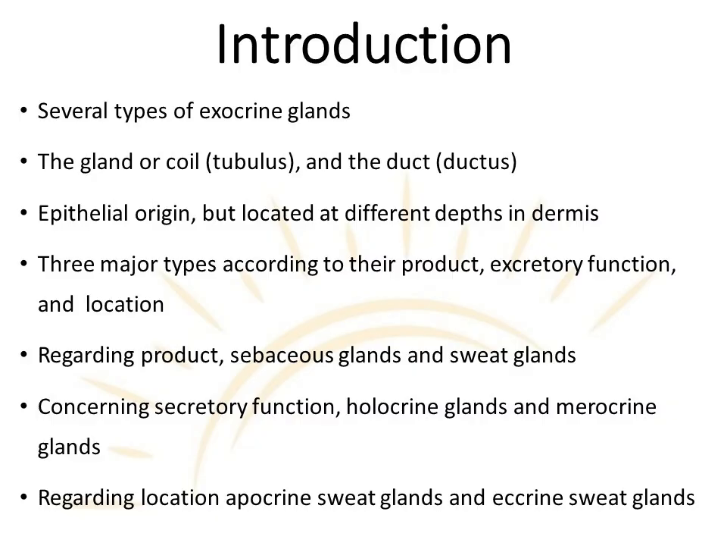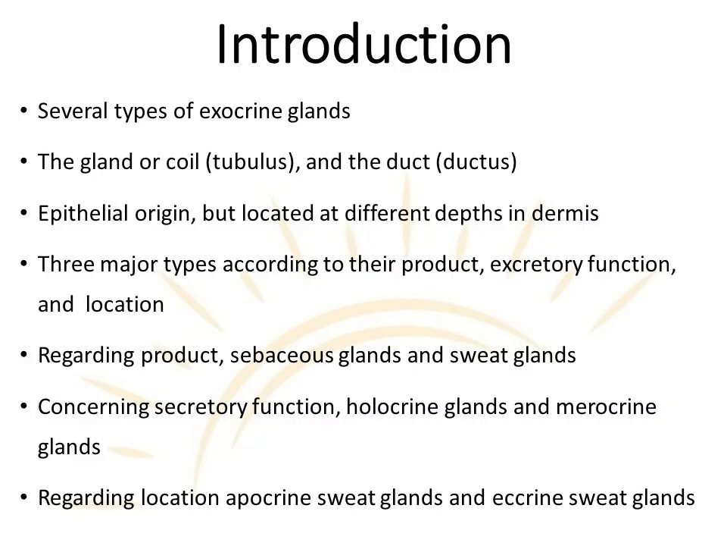All skin glands consist of a secretory compartment, the gland or coil, tubulus, and an excretory part, the duct, ductus. Skin gland cells are of epithelial origin, but their secretory compartments are located at different depths in the dermis. Three major types of skin glands are recognized according to their product, the excretory function, and the location.